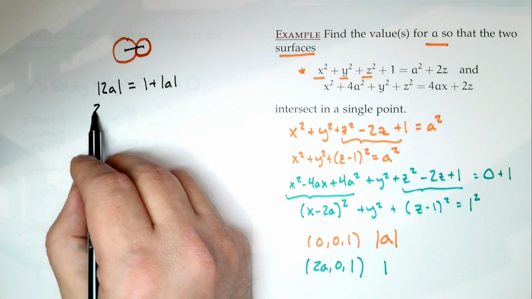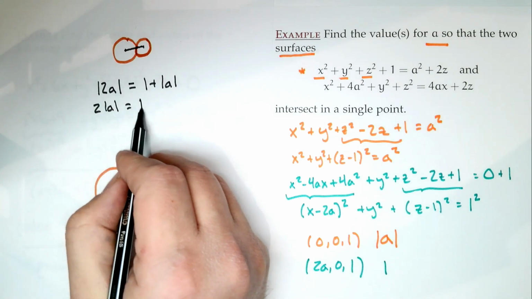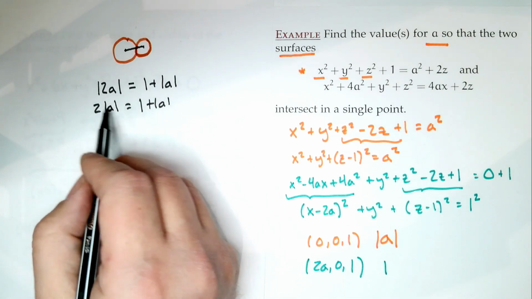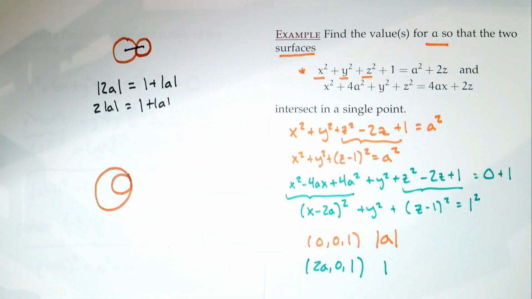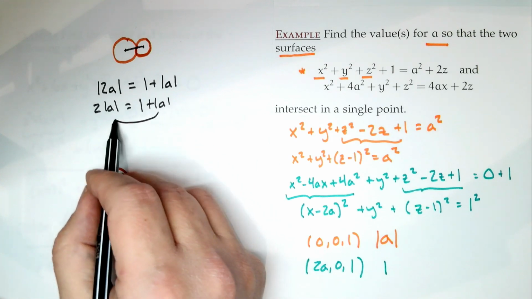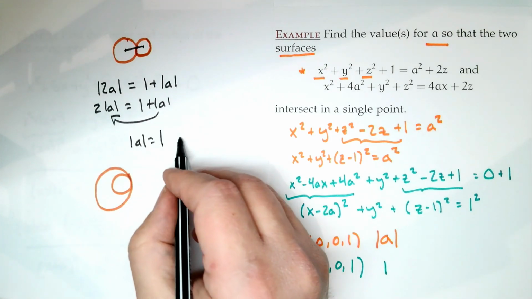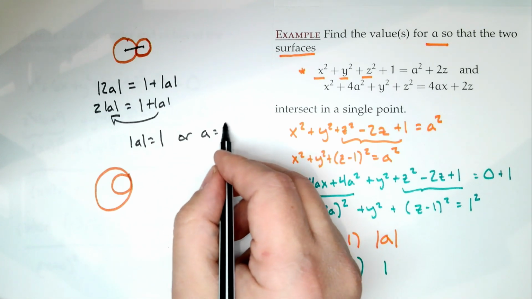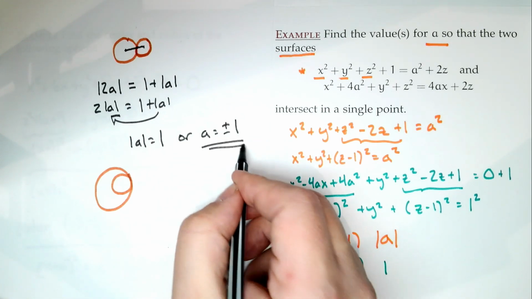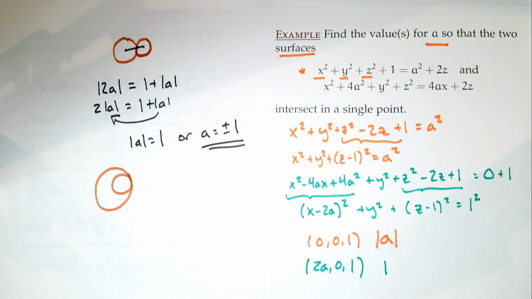So then we get 2 absolute value of a equals 1 plus absolute value of a, because when you have absolute value, you can pull constants out, just make sure they come out positive. And we move that across, we end up with absolute value of a equals 1, which tells us that a is either plus or minus 1. So those are some values for a. So we know it works for at least two values, 1 or negative 1.